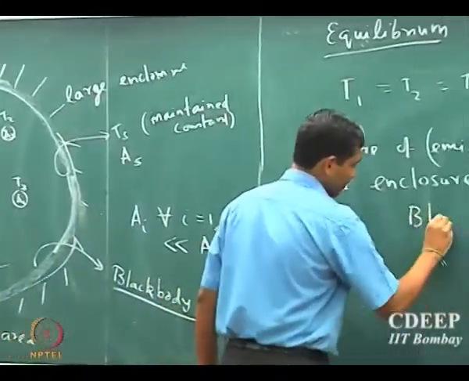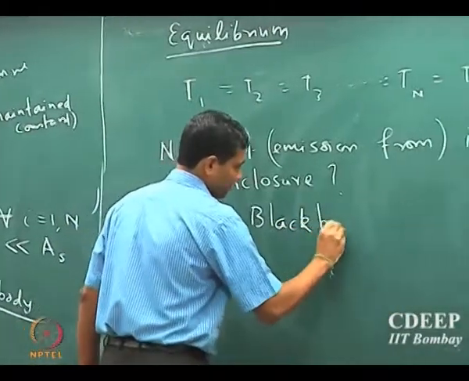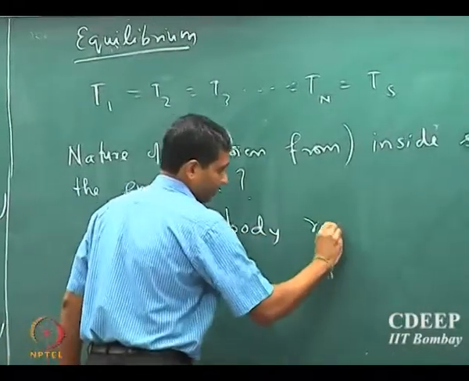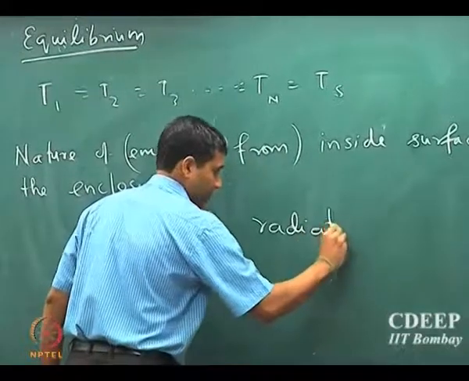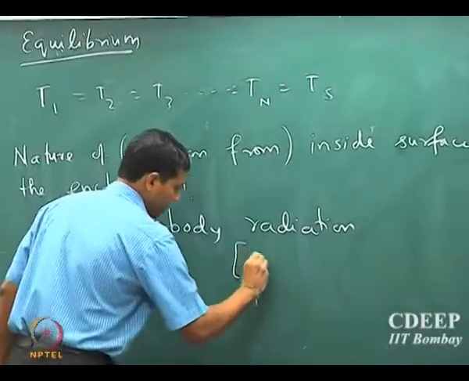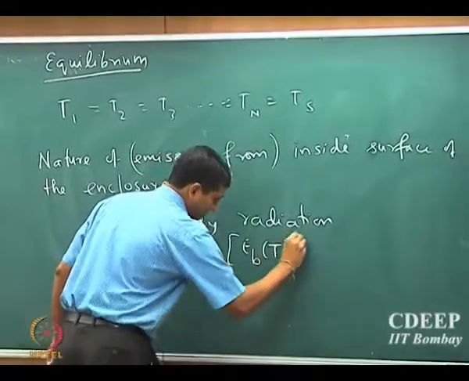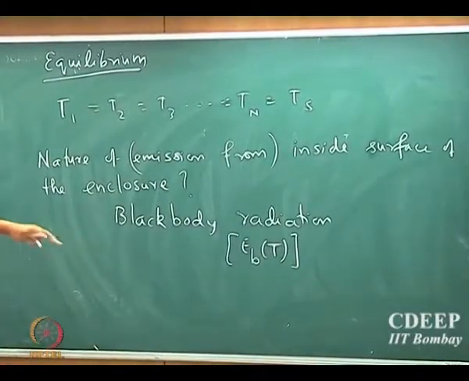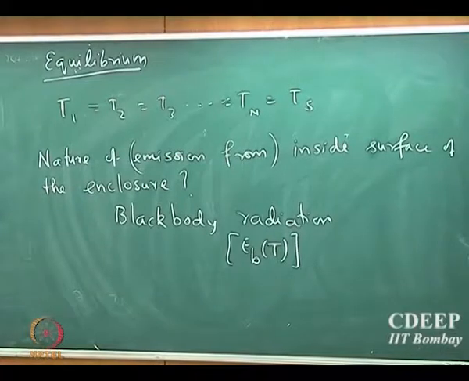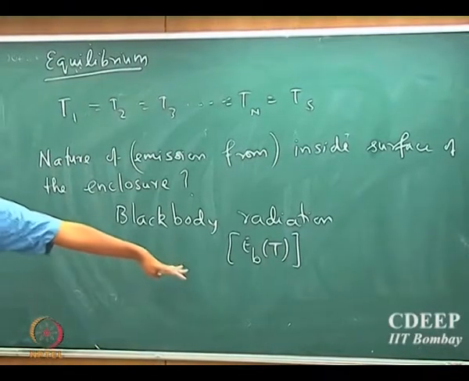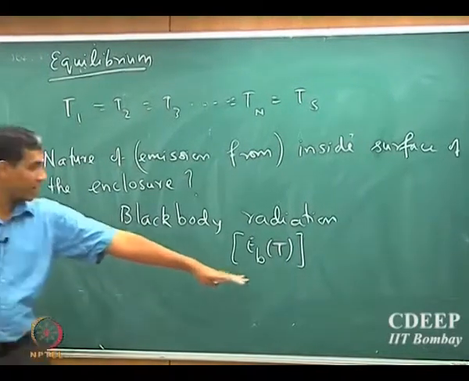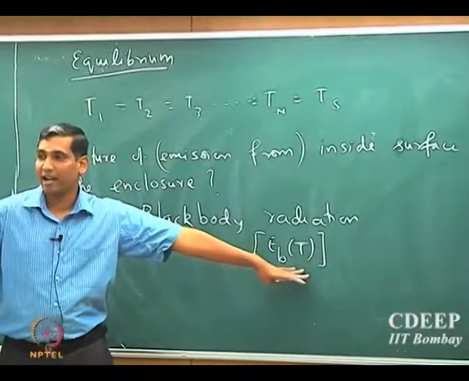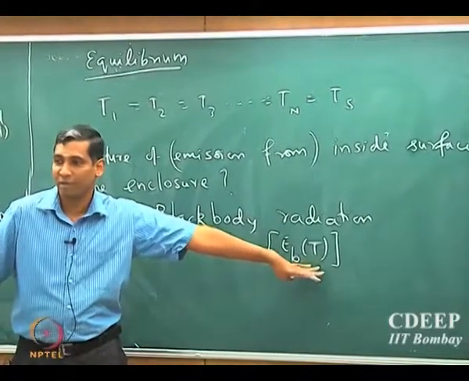So the total blackbody radiation is going to be EB, which is only a function of temperature. Note that I have already skipped the gory integrals. When I don't put lambda here and angular dependence, it means it's a total quantity.